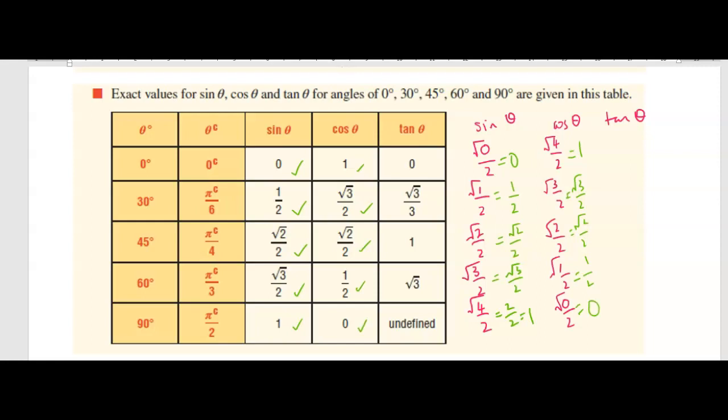Now tan. Remember tan, and I might just have to write this over here, tan is equal to sine on cos. So you can just take your values of sine and cos. So sine for 0 degrees is 0, and for cos is 1. So 0 over 1 is 0, which is what we've got there.